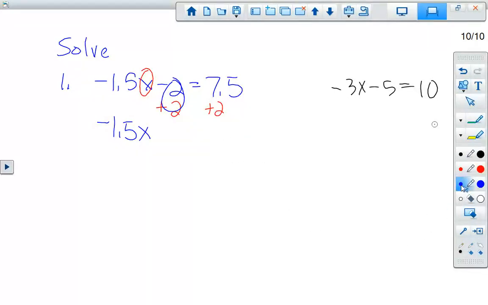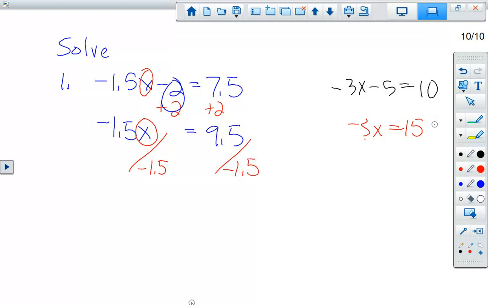All right, now that number in front of the x is what we've got to get rid of. So don't let it throw you that it's a negative 1.5. What would you have done if we were to here? What would you have done to get rid of the negative 3? Divided by negative 3. So do the same thing here. Just divide by negative 1.5.